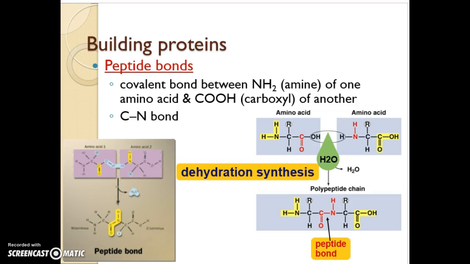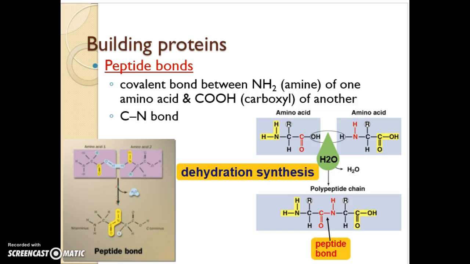Okay, so how do we go from the monomer of that amino acid into a polypeptide chain? We do that through dehydration synthesis again, forming peptide bonds. Those peptide bonds are the strongest bonds holding the protein together. They're covalent between the amino group of one amino acid and the carboxyl group of another, and they form this carbon-nitrogen covalent bond. And again, remember that dehydration means you're going to remove one molecule of water in order to form this bond.